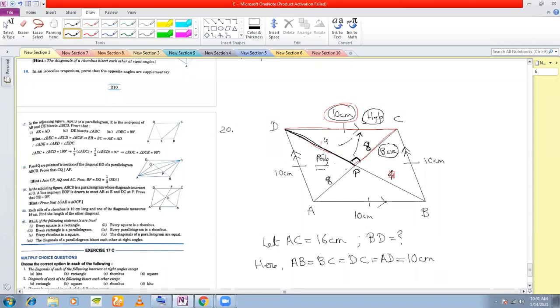Because you know that the diagonals of a rhombus are perpendicular bisectors of each other. One bisects the other. So this AC must bisect BD. So this must be 4 and this must also be 4. So therefore, what is the length of the diagonal BD? It is 2 into 4, which is 8.